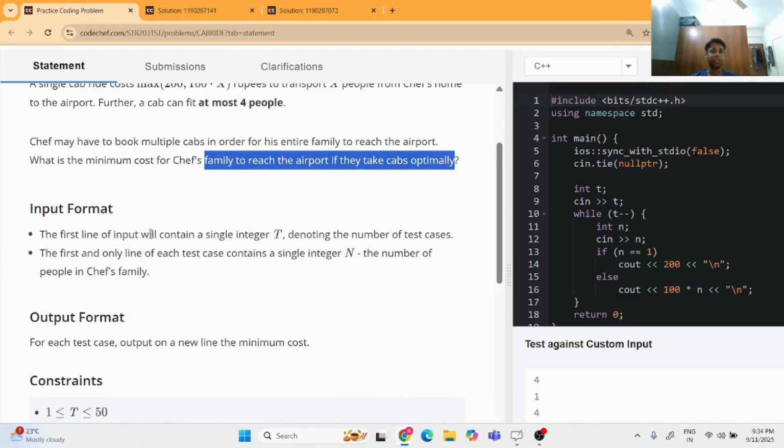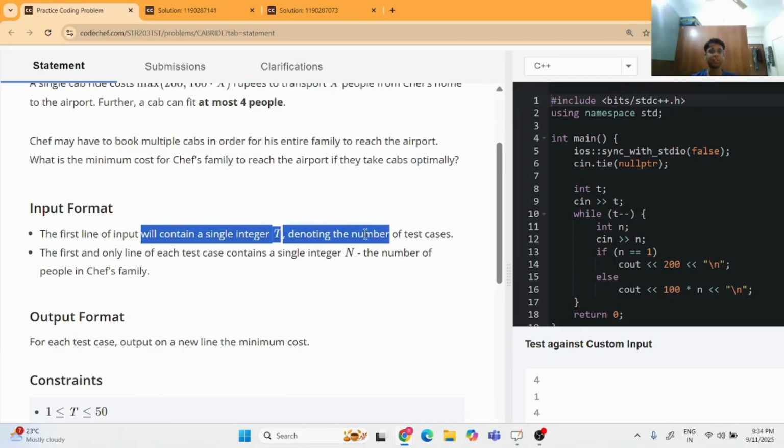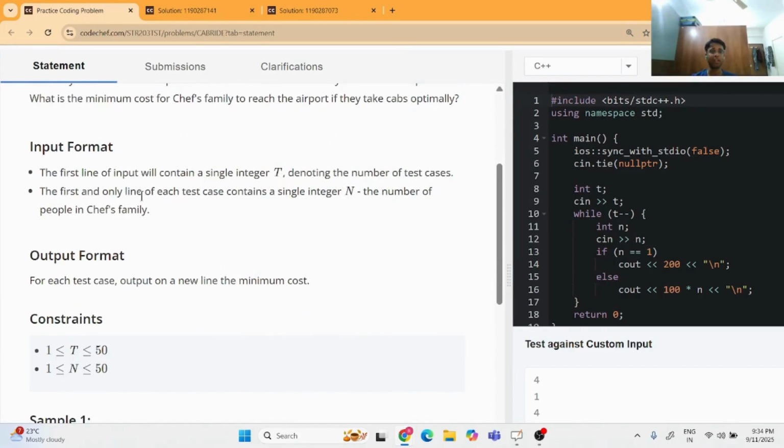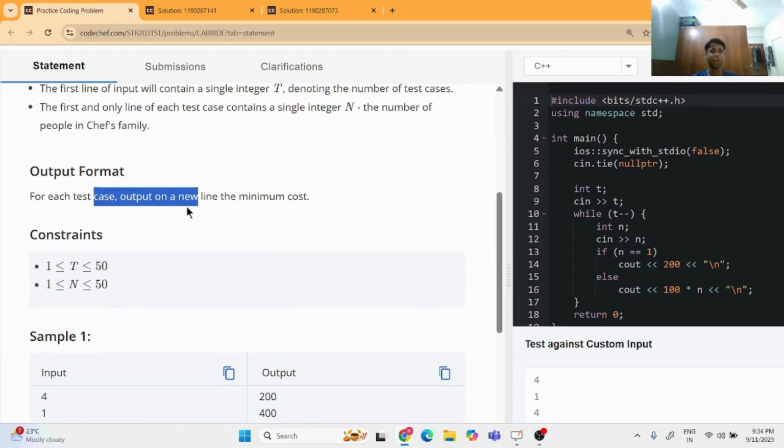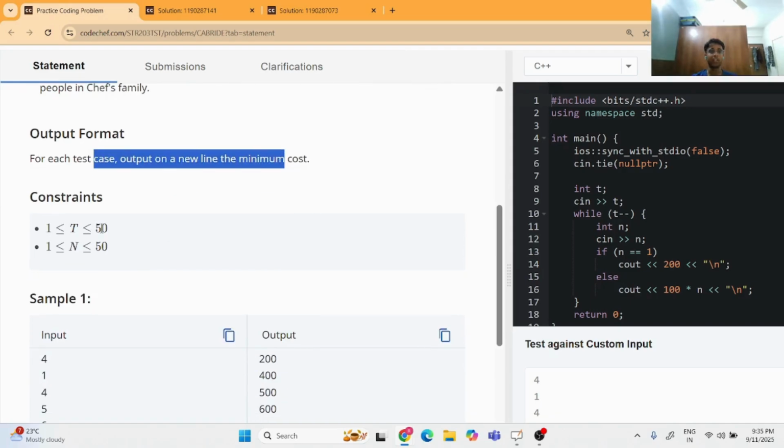Input format. The first line of input will contain a single integer T denoting the number of test cases. The first and only line of each test case contains a single integer N, the number of people in Chef's family. Output format: for each test case, output on a new line the minimum cost. Constraints: T from 1 to 50, N from 1 to 50.